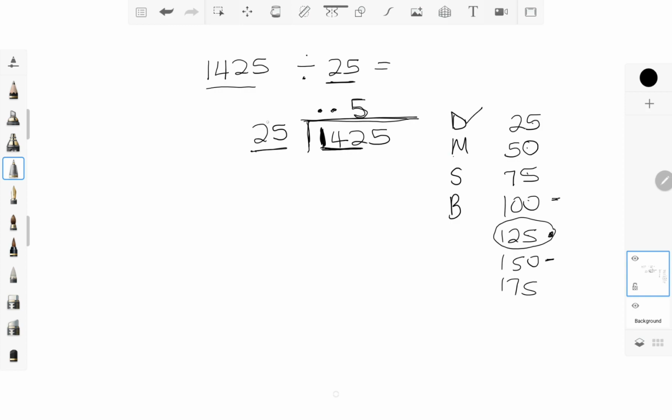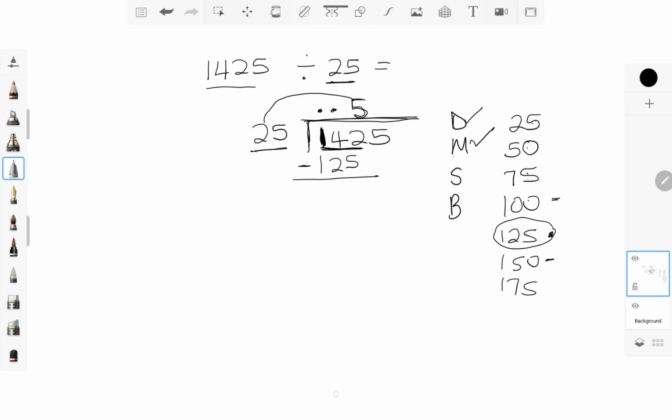What is next? I multiply. 25 times 5. So 25 times 5, I go back to my toolbox. 1, 2, 3, 4, 5. It's 125. I write it down. So I've multiplied. I take it off. What's next? Subtract. I put my subtraction sign, my line, and I subtract.